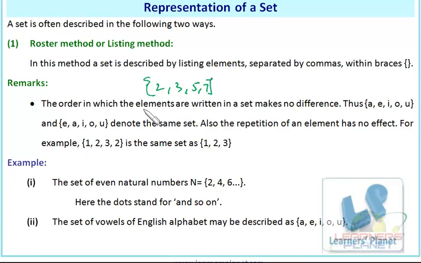Okay, the order in which elements are written in a set makes no difference, right? Maybe you write 2, 3, 5, 7, maybe you write 3, 2, 5, 7, or 7, 5, 3, 2. Any order can be there. There should not be repetition of the elements, and obviously order doesn't matter.